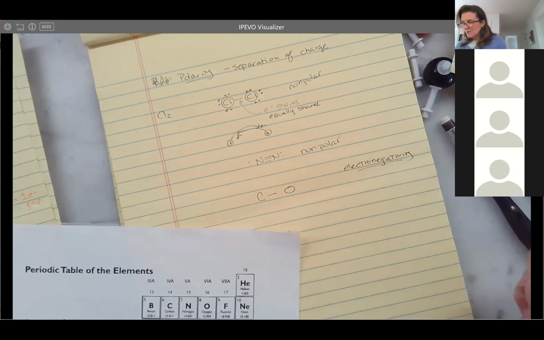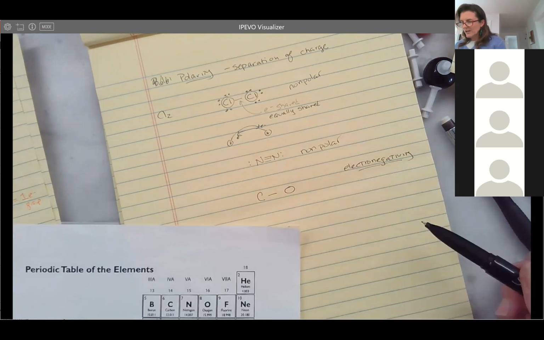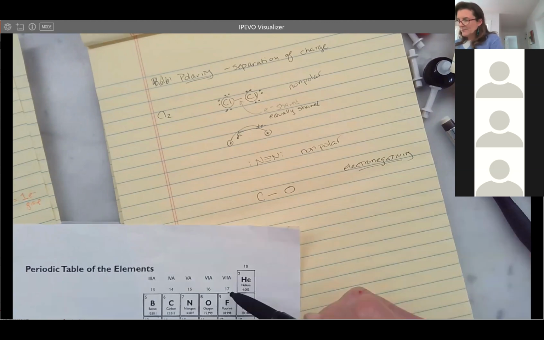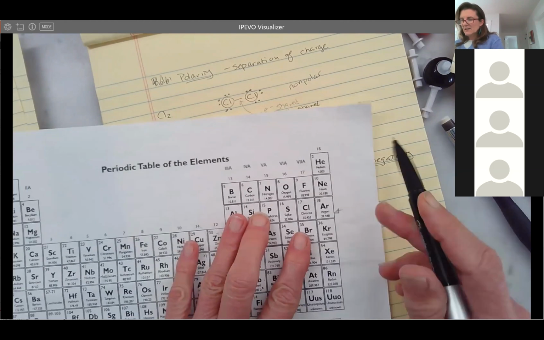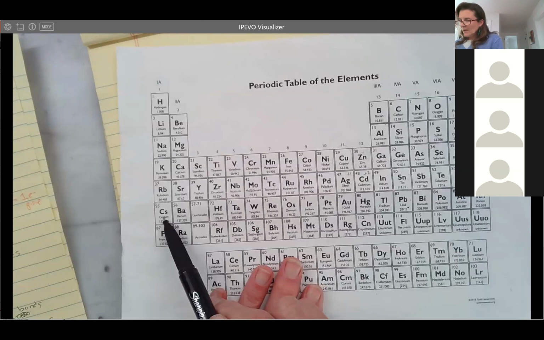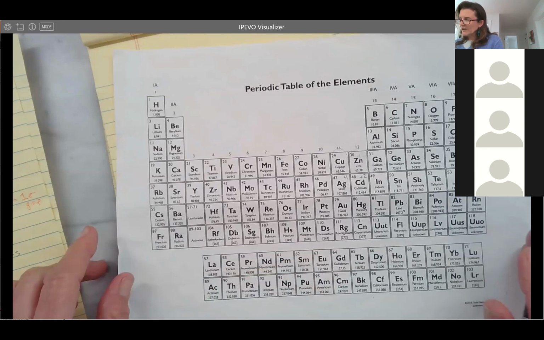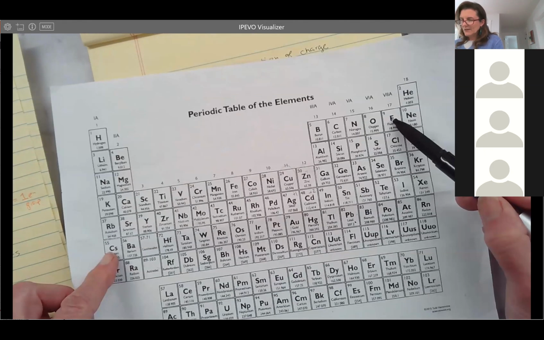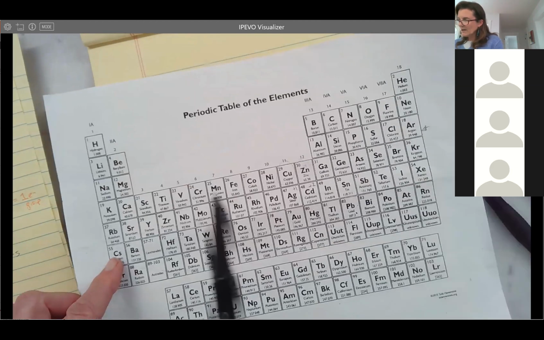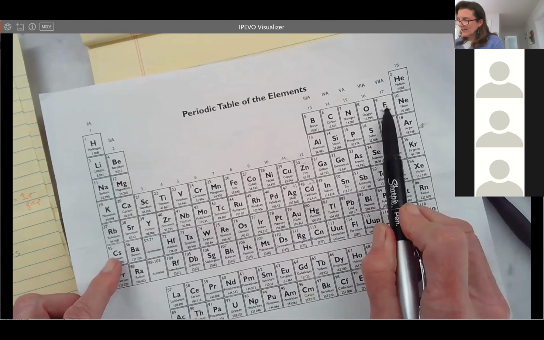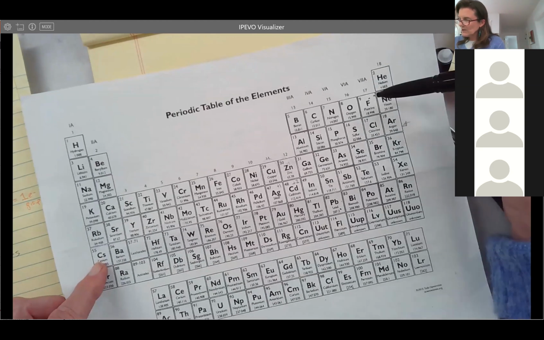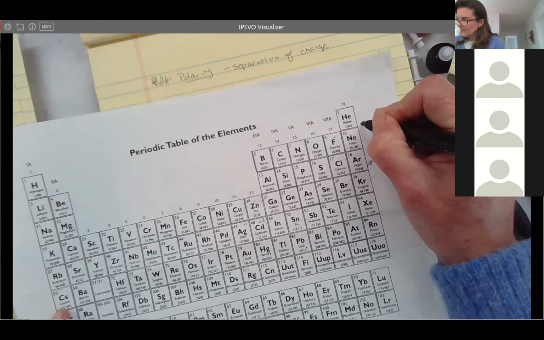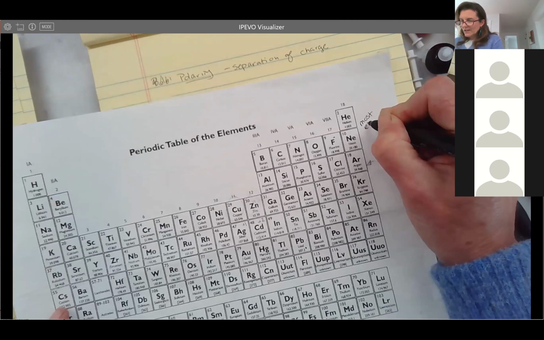Electronegativity is a unitless number that describes the ability of an element to attract electrons towards itself. Fluorine is the most electronegative element. Cesium is the least. If you can remember those two things, you can figure out the trends for electronegativity. As you go from left to right, atoms get more electronegative, and as you go from bottom to top, they get more electronegative. So the most electronegative is here, and the least is here.